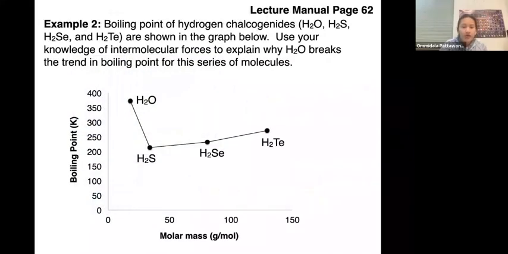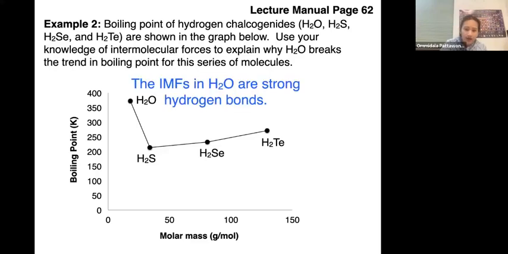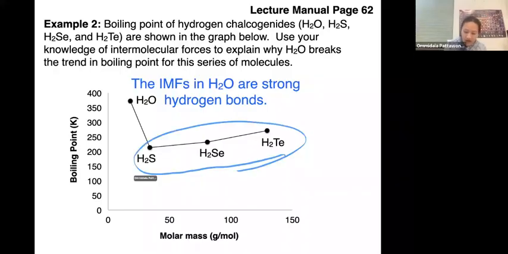All right, example 2. If you're looking at the graph plot of boiling point against molar mass, you will see that water has the highest boiling point in comparison to all of these that have higher molar mass. The reason for that is because the type of IMF present in water, which is hydrogen bonding, is the strongest. It's stronger than any of these that you see, even though they have higher molar mass. Because the IMF in water is hydrogen bonding, which is the strongest IMF, water has a higher boiling point in this case.